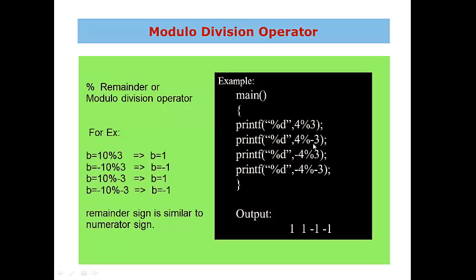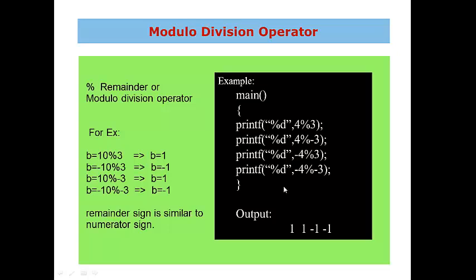4 modulus minus 3, that remainder is not minus 1, it is plus 1. Minus 4 modulus 3, the remainder is minus 1. Minus 4 modulus minus 3, the remainder value is not plus 1, it is minus 1. Because in division, the quotient only considers the numerator and denominator sign.